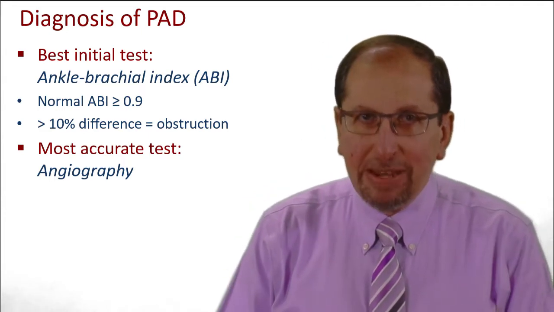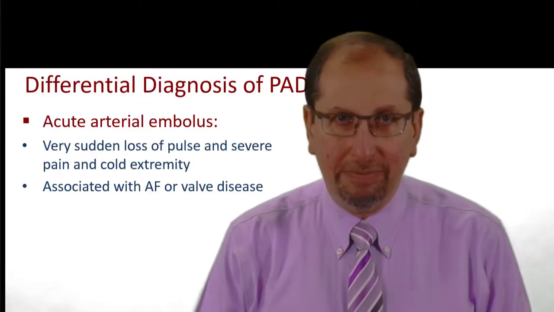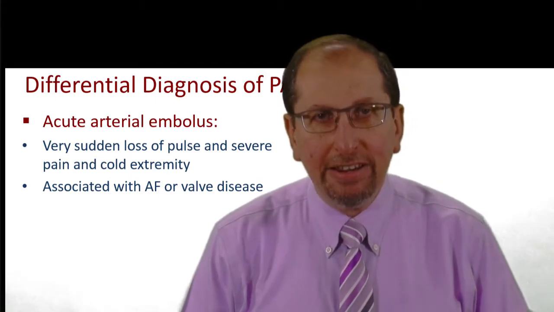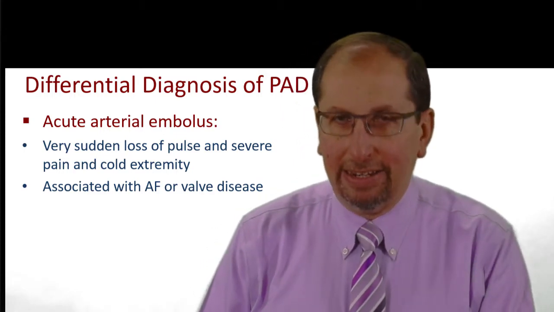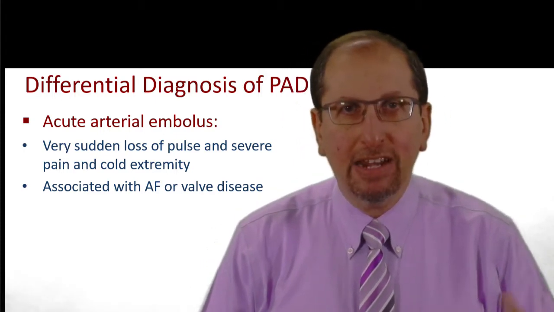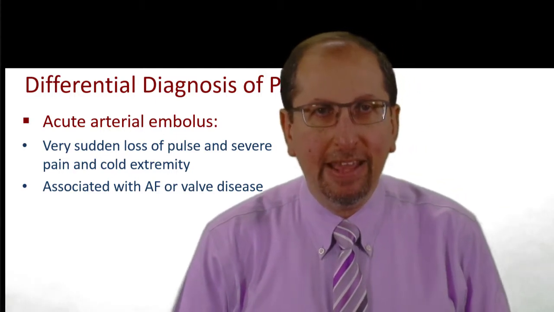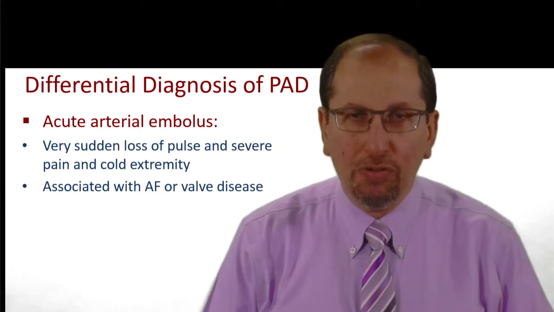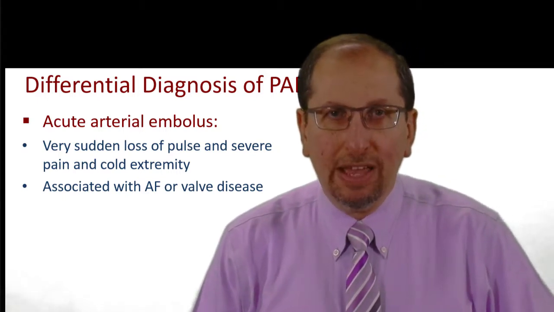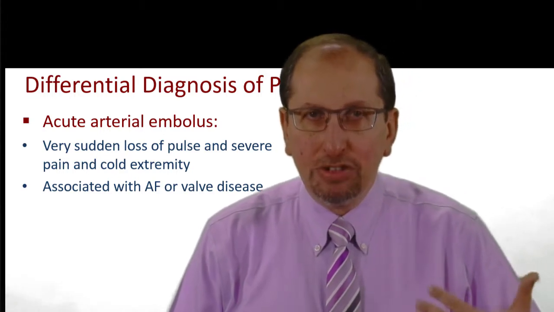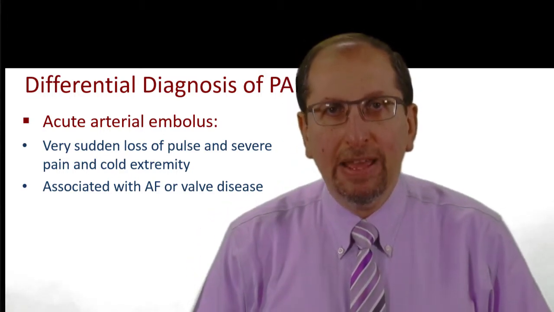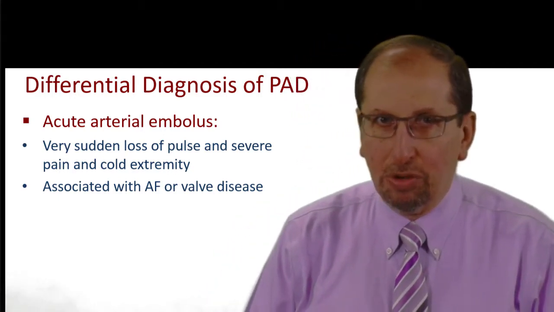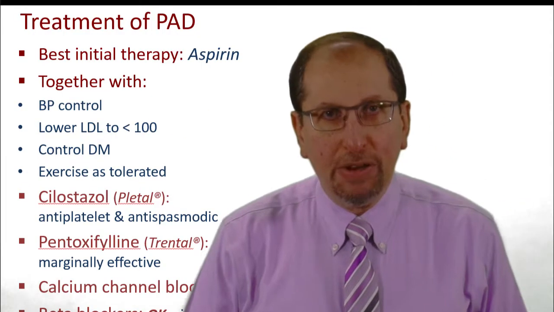I can have the same manifestations happening acutely due to acute arterial embolus. And here the key word is going to be very sudden ischemia, very sudden loss of pulse, very sudden severe pain and cold extremity. Usually we see this in association with atrial fibrillation or valve disease, which is the source of the emboli. And this emboli can travel down the arterial stream and block one of the arteries going to the lower limb.